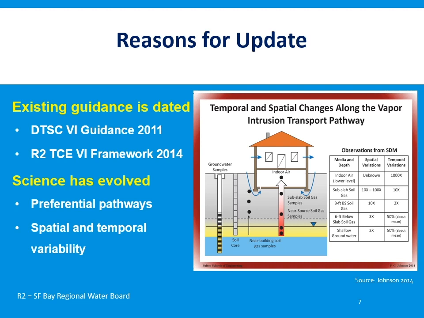Within the last 5 years, there has also been research on the variability of vapor intrusion, and as shown in this slide from Paul Johnson, there can be spatial variations on the order of 2 to 100 times, and temporal variation of up to 3 orders of magnitude.